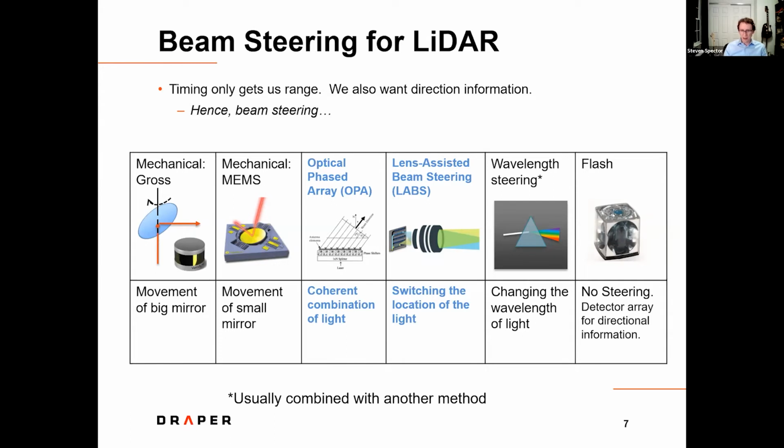So let me turn to the two methods in the middle, because that's where my talk is going to be focused. Optical phased array works by coherently combining the light from a bunch of emitters, and I'll get to how detailed that works in just a second. But the nice thing about that is there's no moving parts. And there actually is no lens either. Lens assisted beam steering, basically here all you're doing is switching the location of where the light's coming out of a chip, and then a lens does the beam formation for you. So that method does use a lens.